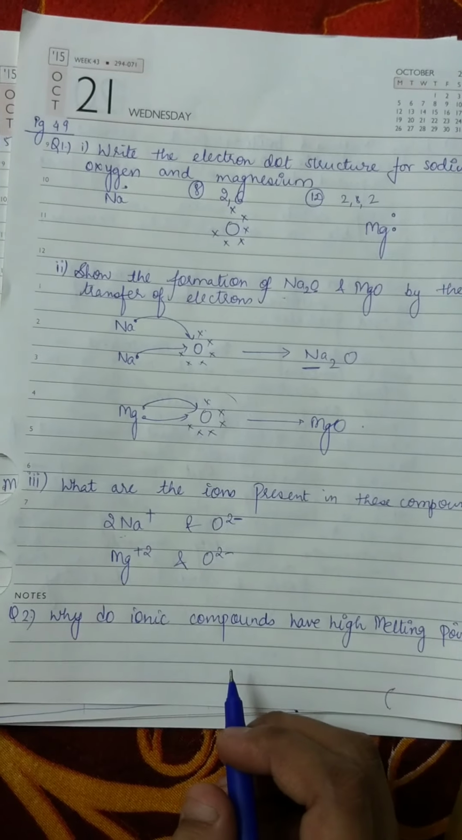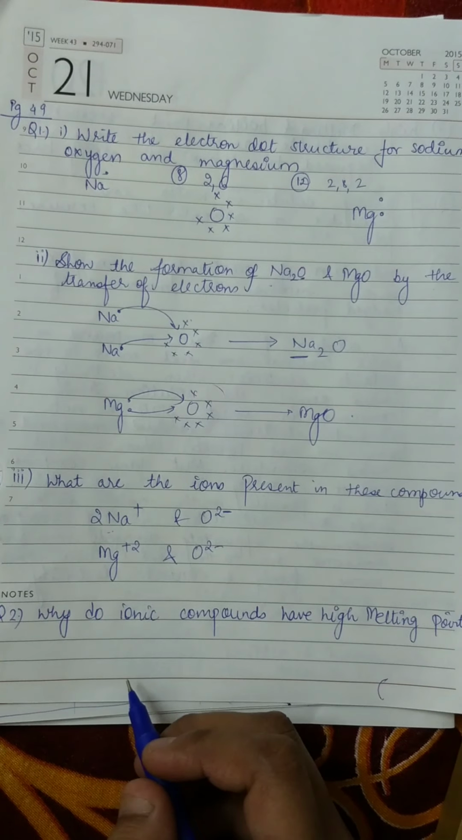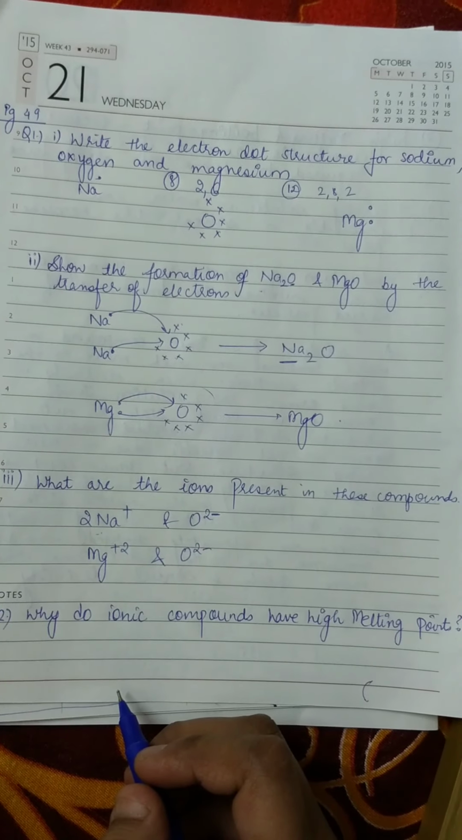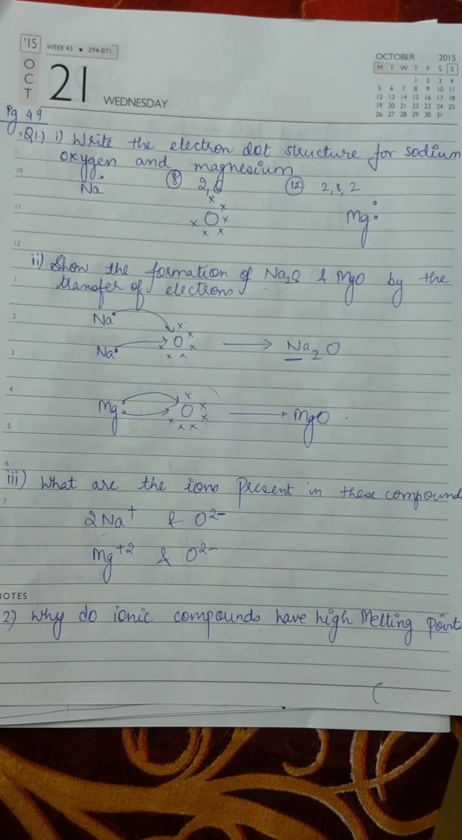Why do ionic compounds have a high melting point? Because to break the strong force of attraction, a considerable amount of heat energy is required. So therefore ionic compounds have a high melting point.